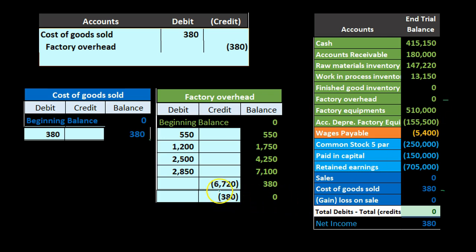It could quite well be that we over-applied. What if this number was bigger than this number? If this number was bigger than this number, then we would end up with a credit balance. Let's just say it was bigger by $1,000. We would end up with a credit balance in the factory overhead, which shouldn't happen because notice it's kind of a debit balance account. It's kind of like a clearing account in that it goes up and then it goes down to zero in the time period.